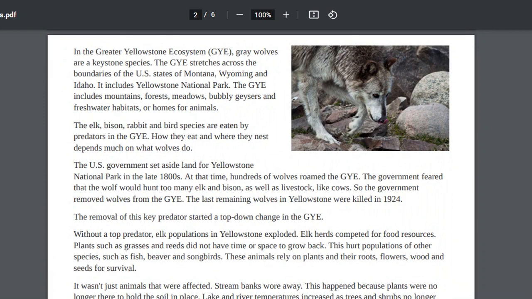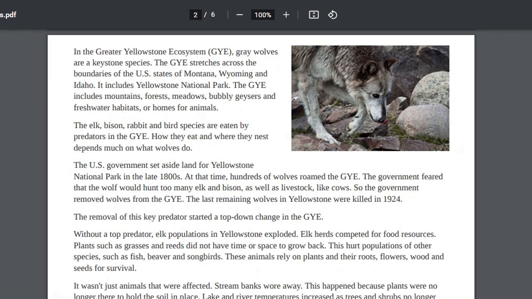In the Greater Yellowstone Ecosystem, GYE, gray wolves are a keystone species. The GYE stretches across the boundaries of the U.S. states of Montana, Wyoming, and Idaho. It includes Yellowstone National Park. The GYE includes mountains, forests, meadows, bubbly geysers, and freshwater habitats or homes for animals.